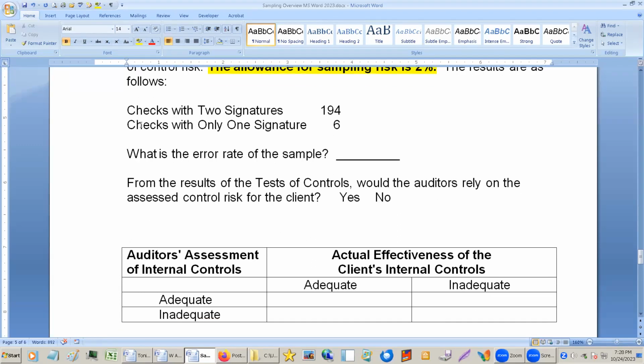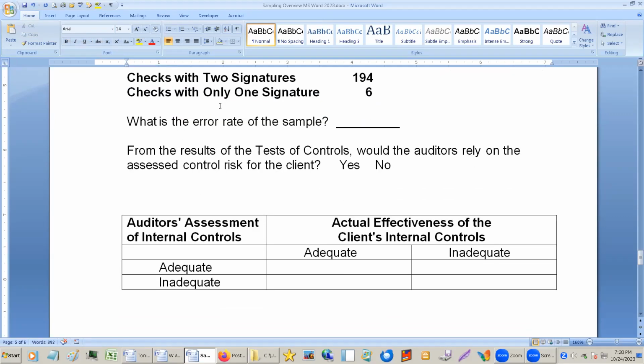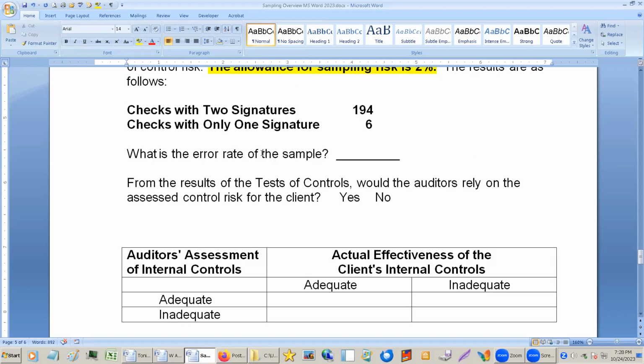All right, what is the error rate for this? We picked 200 checks and 6 of them did not have 2 signatures. So what is the error rate of the sample?